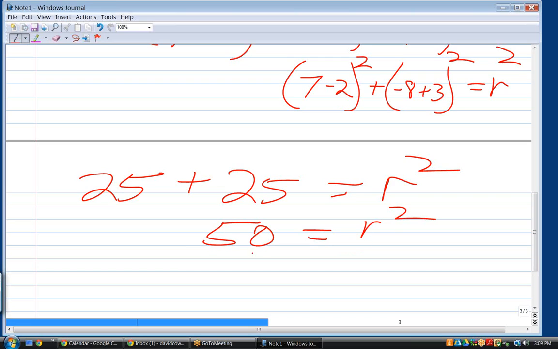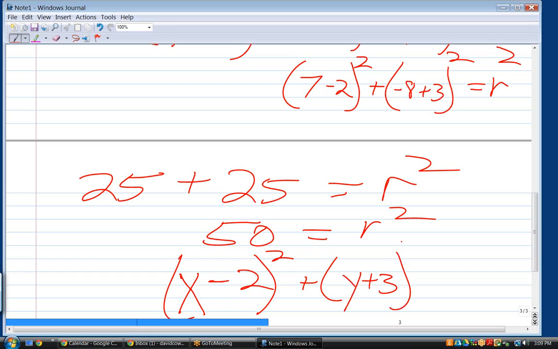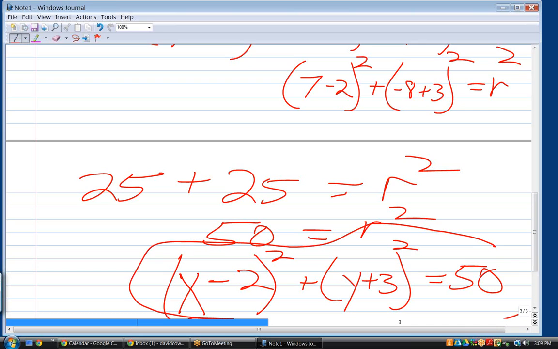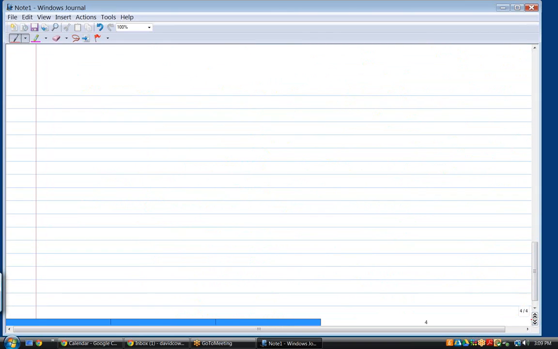Okay, well then r squared is equal to 50. Now we go back and put in what we know to be the center of the circle. x minus 2 squared plus (y plus 3) squared, and r squared is 50. So there is the specific equation of this circle. Okay. All right. What else you got?